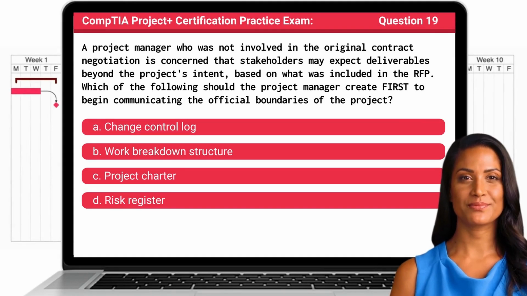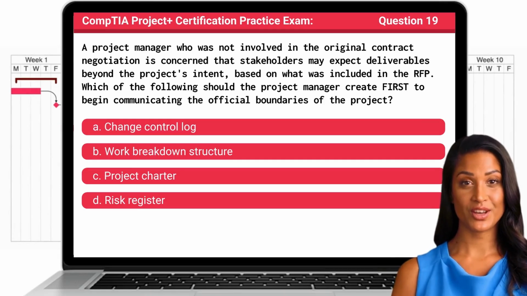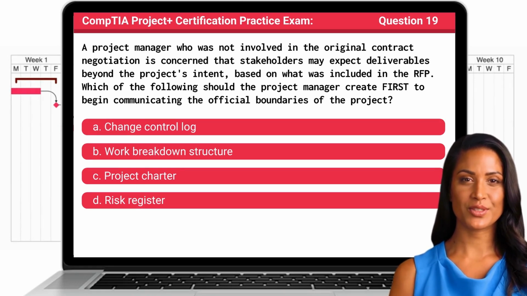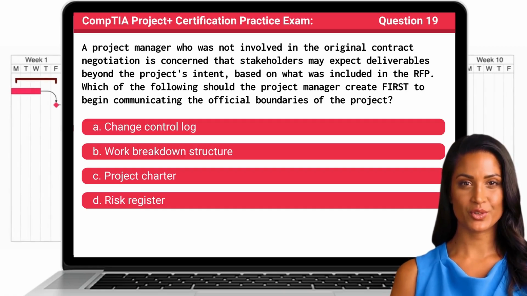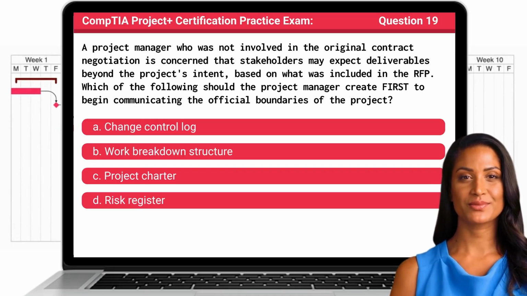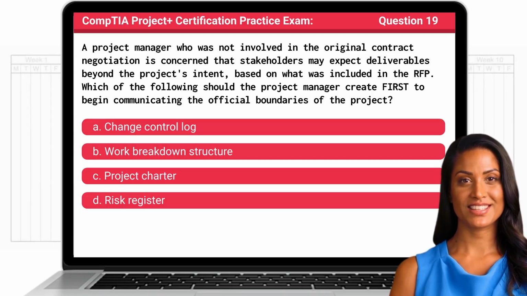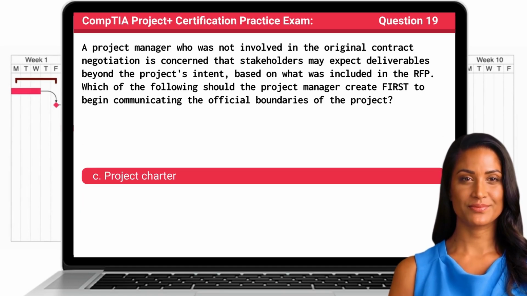Question 19. A project manager who was not involved in the original contract negotiation is concerned that stakeholders may expect deliverables beyond the project's intent, based on what was included in the RFP. Which of the following should the project manager create first to begin communicating the official boundaries of the project? The answer is C. Project Charter.